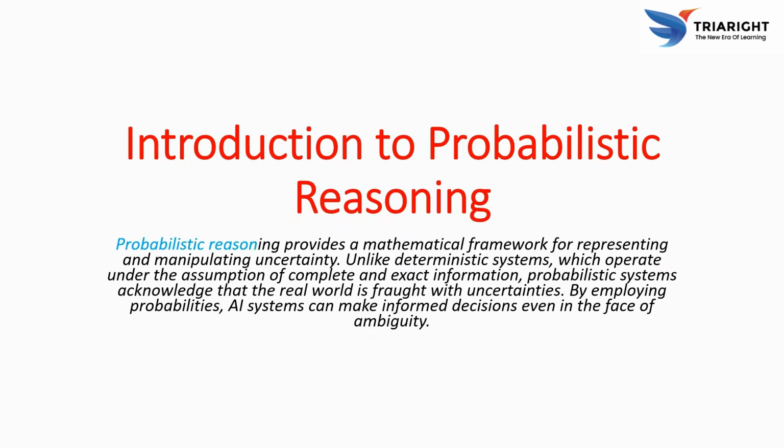So, probabilistic reasoning provides a mathematical framework for representing and manipulating uncertainty, unlike deterministic systems, which operate under the assumption of complete and exact information. Probabilistic systems acknowledge that the real world is fraught with uncertainties. By employing probabilities, an AI system can make informed decisions even in the face of ambiguity. So, probabilistic reasoning offers a mathematical framework.